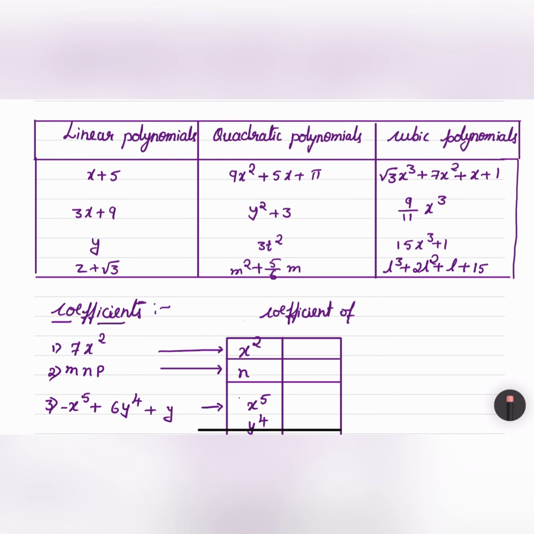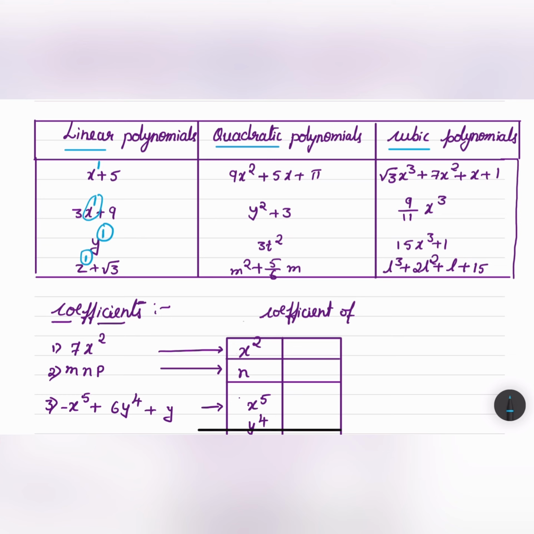It is based on the degree of the polynomial. We are classifying the polynomial. It can be a linear polynomial, a quadratic polynomial, or a cubic polynomial. A linear polynomial is one wherein the highest degree is 1. So x plus 5, the degree is 1. 3x to the power 1 plus 9, degree is 1. Those polynomials which have degree 1 are called linear polynomials.